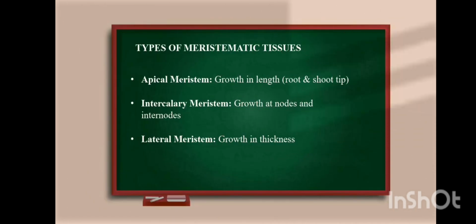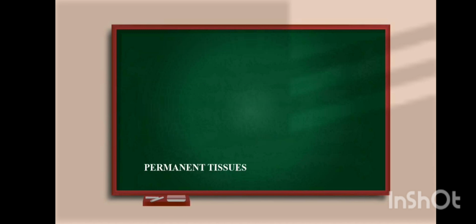Let's go through the three types of meristematic tissues. The apical meristem grows in length, at the root and shoot tip. The next one is intercalary meristem, which grows at nodes and internodes, from where the leaves arise. And lateral meristem is growth in width.